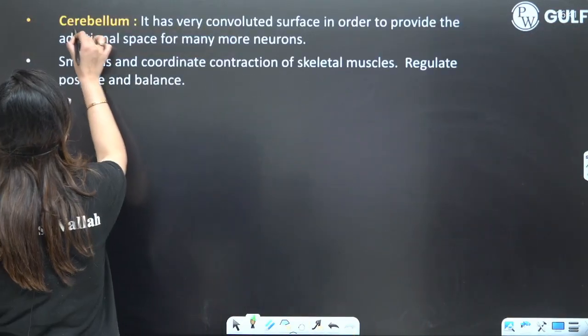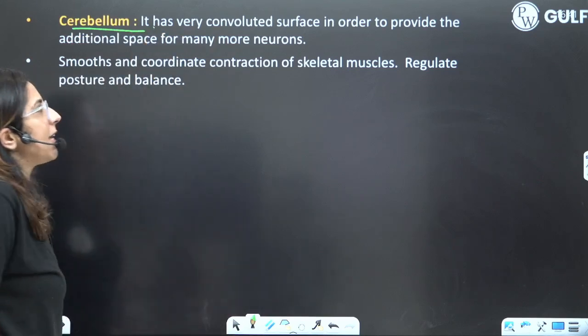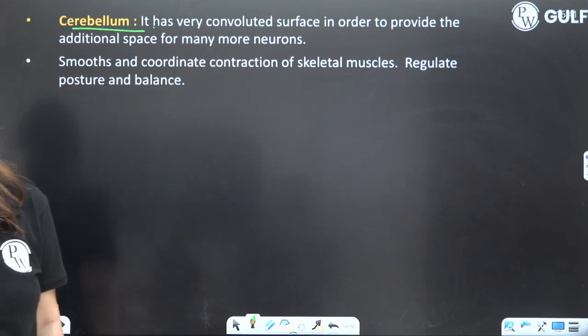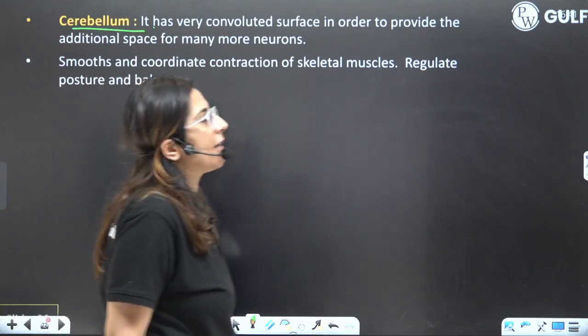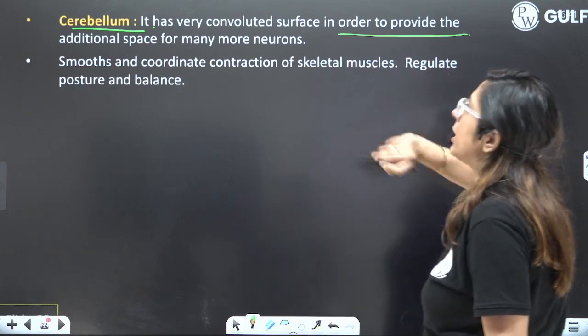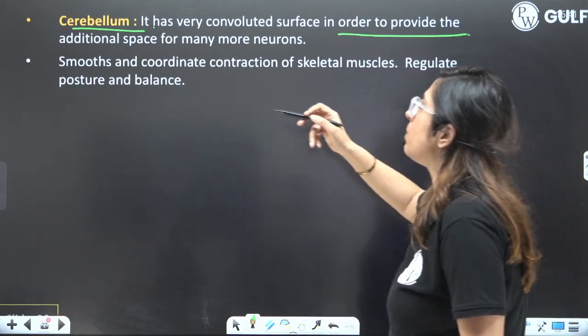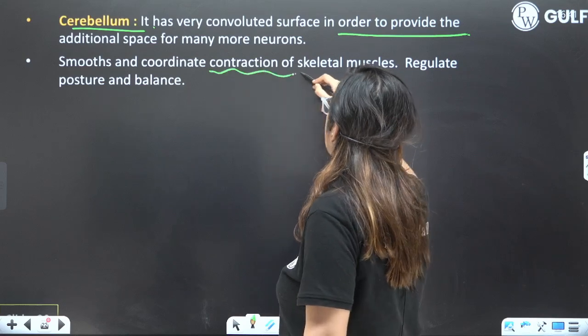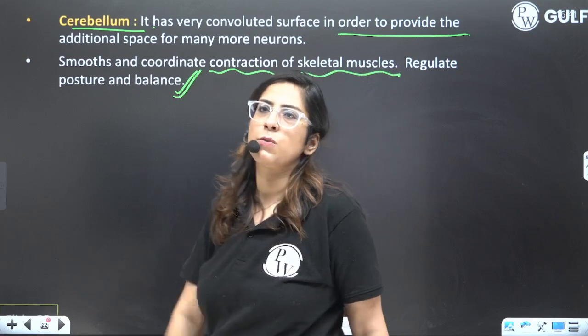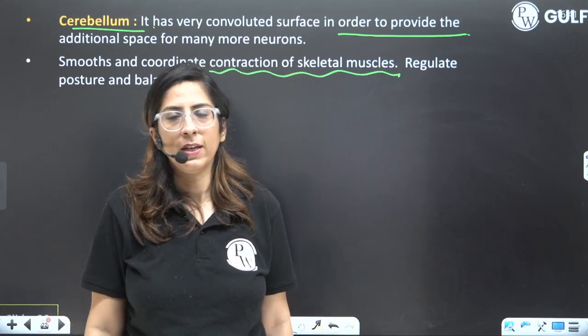Now, next is the cerebellum. The cerebellum is the second largest part of the brain, not the first, the second largest part. It is again convoluted, just like the cerebrum. Very convoluted, providing additional space for many neurons. It smooths and coordinates contraction of the skeletal muscle, and regulates the posture and balance. This is what the cerebellum is, right?